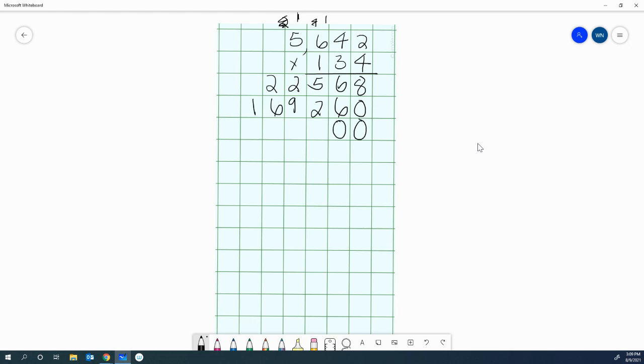Now we've got to add 2 zeros. 1 times 2 is 2. 1 times 4 is 4. 1 times 6 is 6. 1 times 5 is 5.